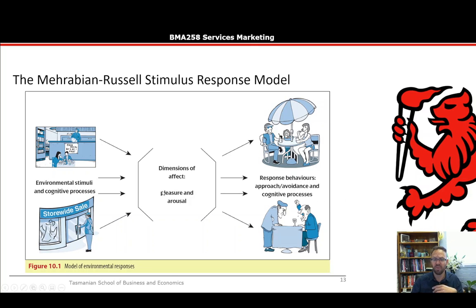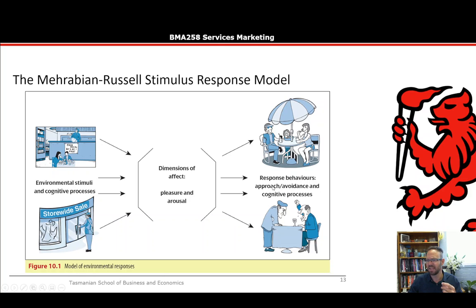We have two dimensions here, which are pleasure, and actually it's more of a crosshairs thing, because you can have pleasure and then displeasure, so nice or bad. And then you have arousal, which is heightened arousal, which is excitement, or disarousal, which is actually boredom. So the environmental stimuli and cognitive processes feed into these dimensions of affect, and then we get these response behaviours.